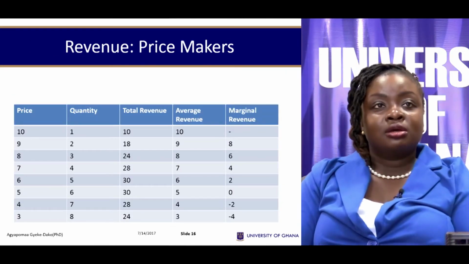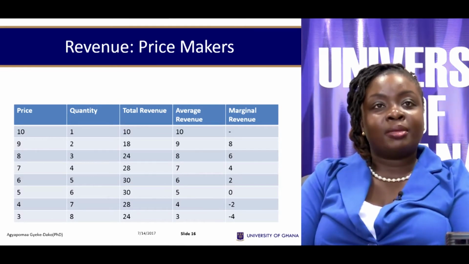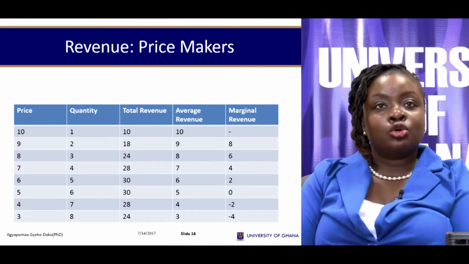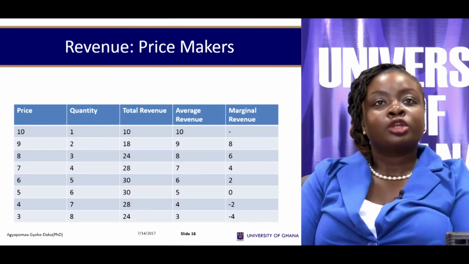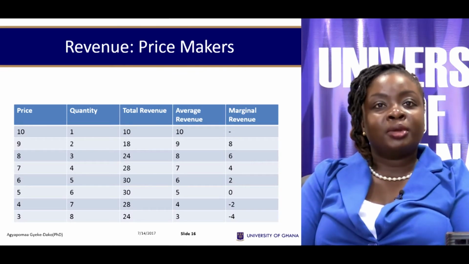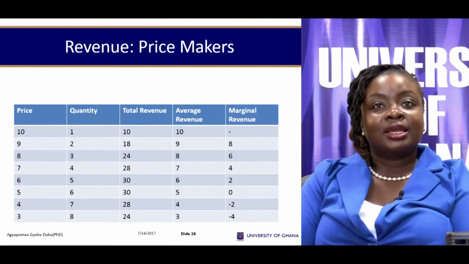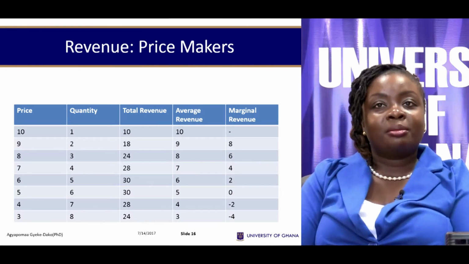For price makers, they have influence over the price. However, if they want to change how much they are selling, or increase how much they are selling, they need to be able to reduce their price. Remember what the law of demand says. So you find that as they want to sell more, they have to be reducing their price. And therefore, their total revenue would be increasing up to a certain point, and then it will start declining. The average revenue you can see over here would be declining, and the marginal revenue obviously would also be declining.